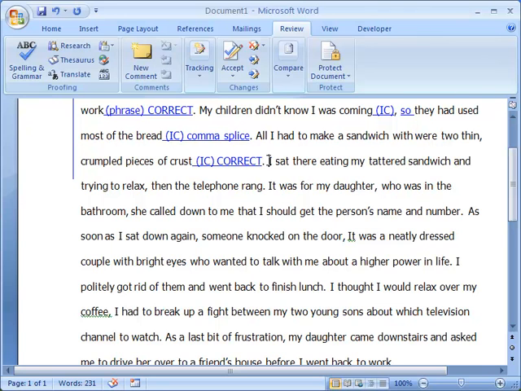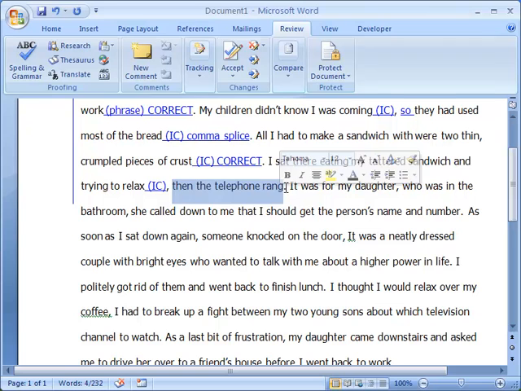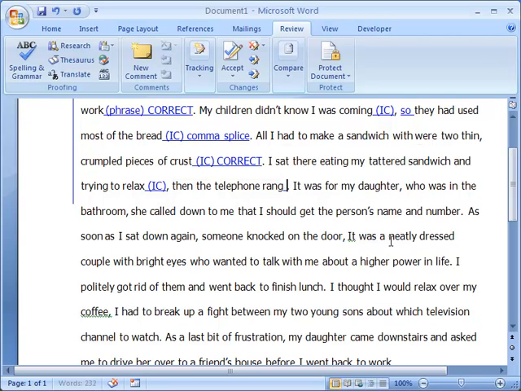The next word group reads, I sat there eating my tattered sandwich and trying to relax, then the telephone rang. I have two ideas here. My first idea ends at relax, and if I look at that idea, I see I have an independent clause here. If I look at my second idea, then the telephone rang, this one I need to look at a little more carefully. I have a verb, rang, and if I ask myself what rang, it's the telephone. If I look at that whole idea, then the telephone rang, even though it's short, it is an independent clause. It's a complete thought.